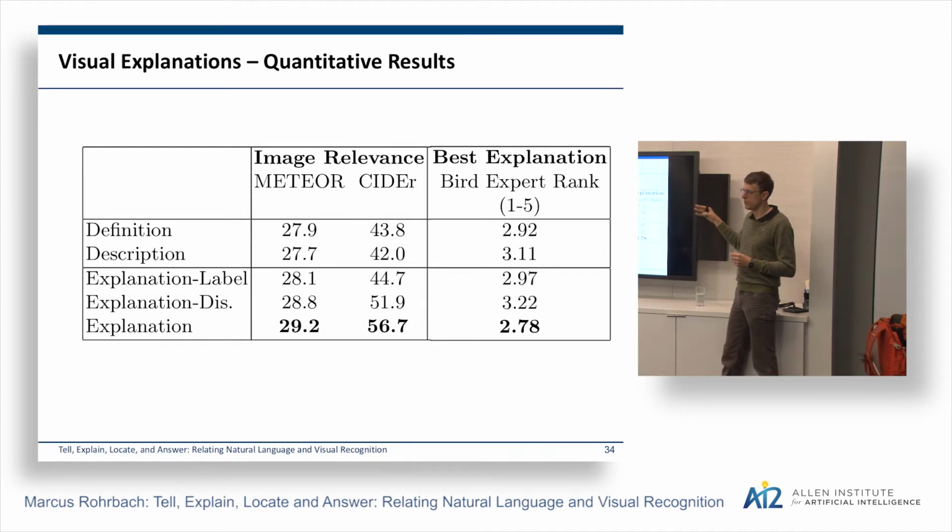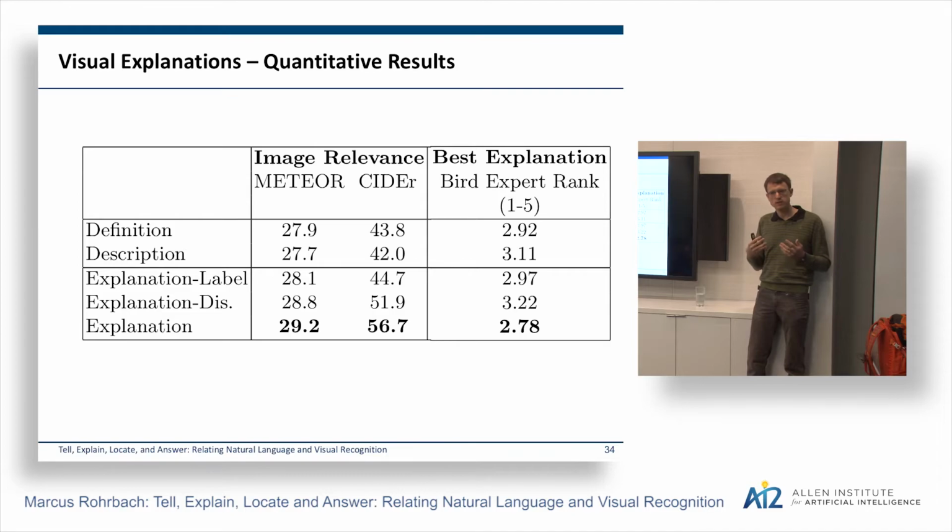We also asked bird experts who know about birds, and gave them all these five different versions, and asked them which is the best explanation with respect to correctness, and also with regard to discriminating between different classes. They had to rank them on a scale from 1 to 5, so they always had to make a ranking. We see that our explanations have slight wins over all the other approaches.